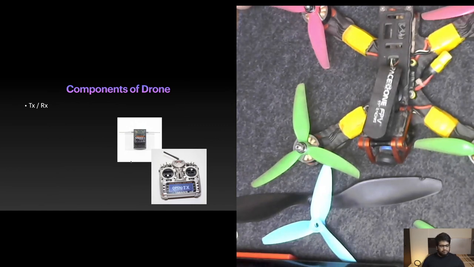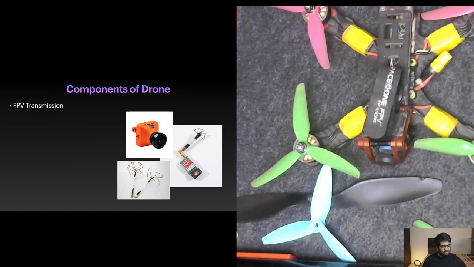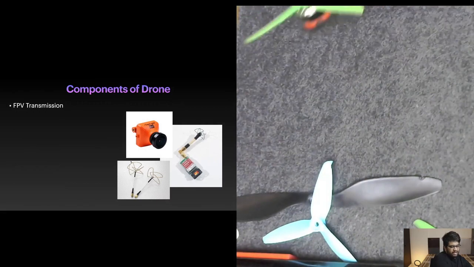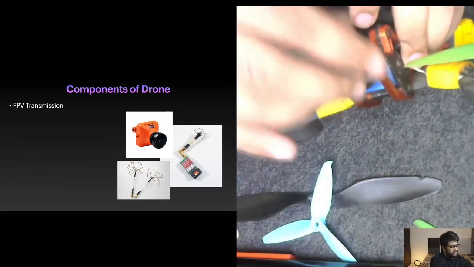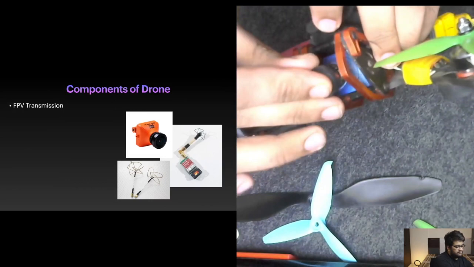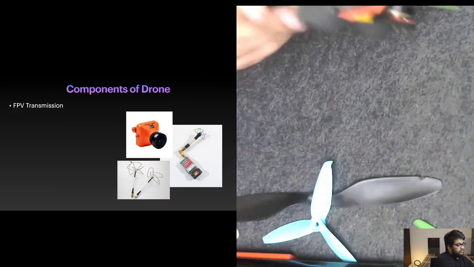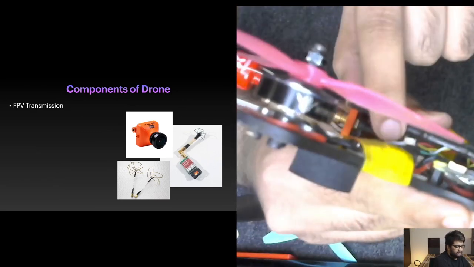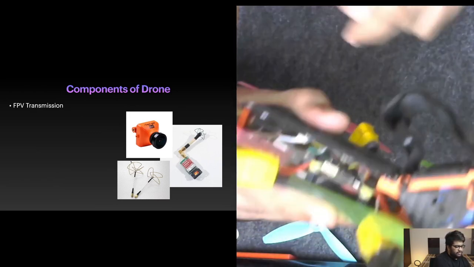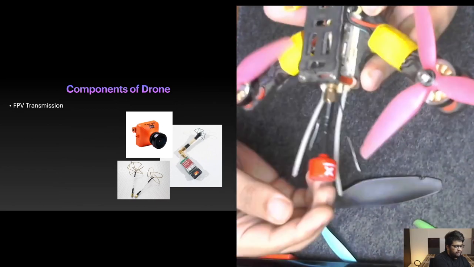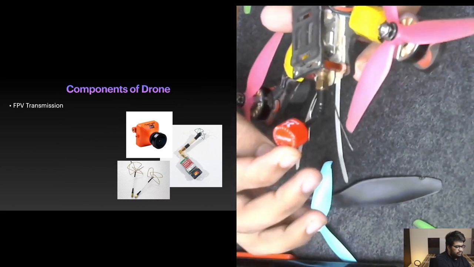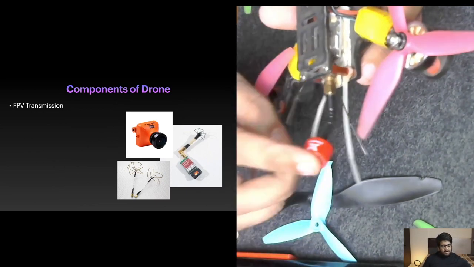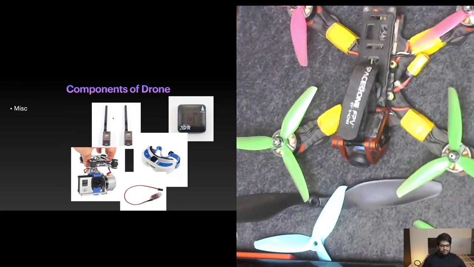Then we have the FPV transmission system, where we have a small FPV camera. If you can see right here, this is a small FPV camera which sends the live feed to something like this. It's a video transmitter. This video transmitter takes the signal from this camera and sends it to a ground station receiver. And this is the antenna that is being used for transmission. It's called a circular polarized antenna, and a good piece of technology right here. We'll talk about that in the FPV chapters. Then there are some miscellaneous, some optional stuff, as you can see.